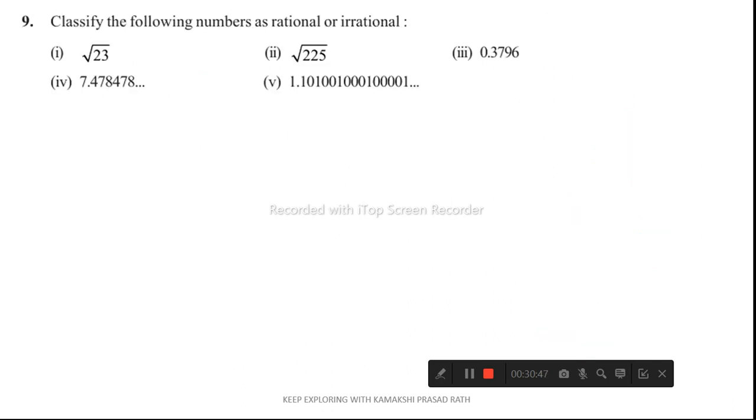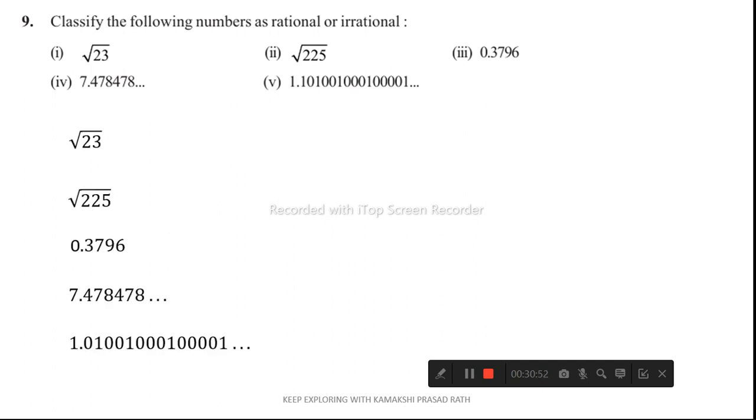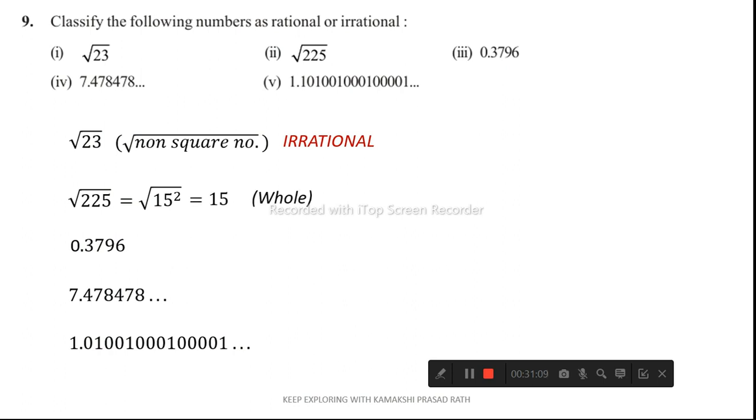Next, classify the following as rational or irrational. The first one, root 23. Root 23 is the root of a non-square number, and we know that the root of a non-square number is irrational. Next, root 225. Root 225 can be written as 15 squared. It is a square number, so our result is 15, which is a whole number. Hence, it is a rational number.